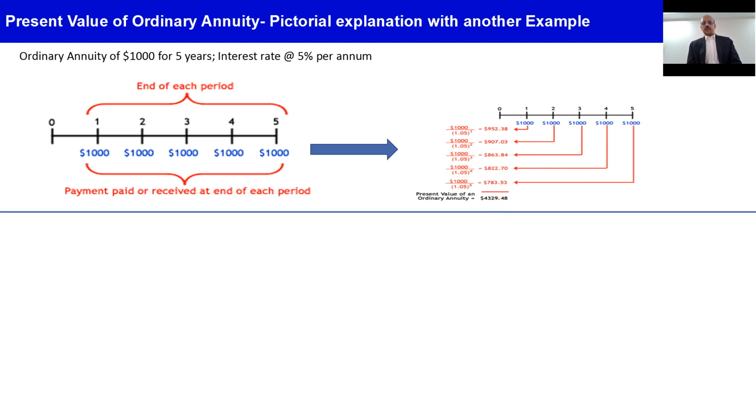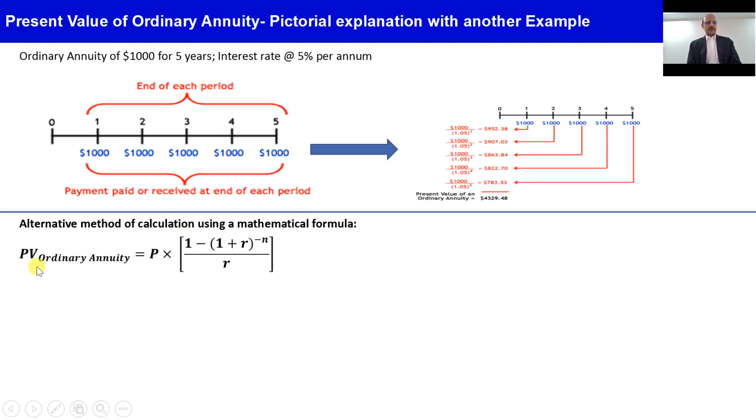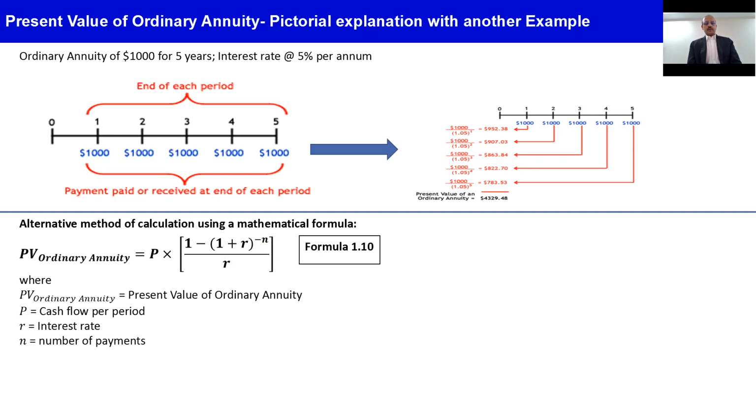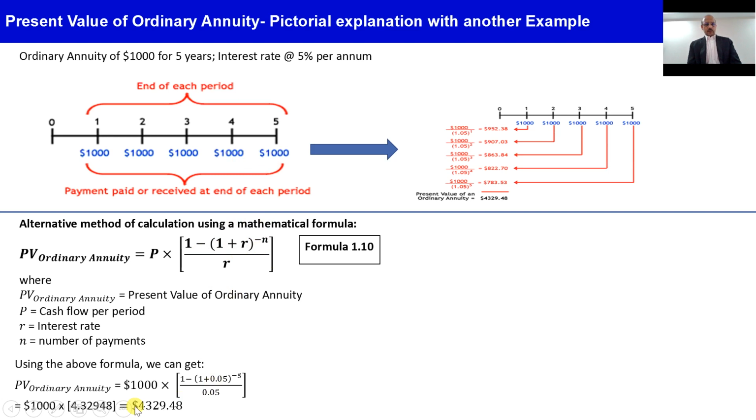Now if these periods are very long, it will be very time consuming and difficult to calculate with this method. So there is a simple mathematical formula which we can use to calculate the present value of ordinary annuity, and the formula reads like this: present value of ordinary annuity equals P, which is your annuity amount, times 1 minus (1 plus r) raised to power minus n, and this whole thing is divided by r. So with this formula you can calculate very easily, and if we put in the values of this $1,000 and this formula value, the value comes to 4.32948. So you get the total present value as 4329.48.